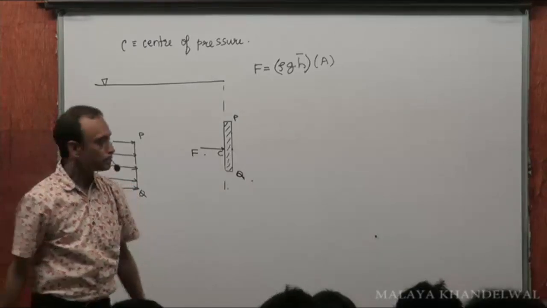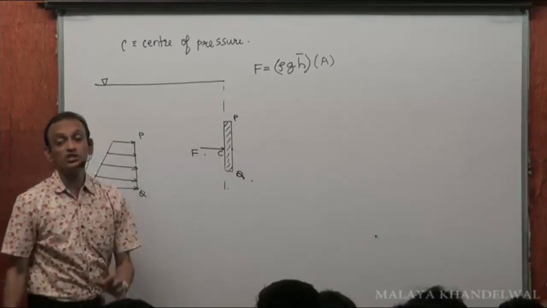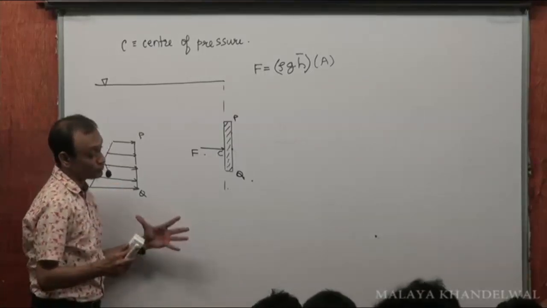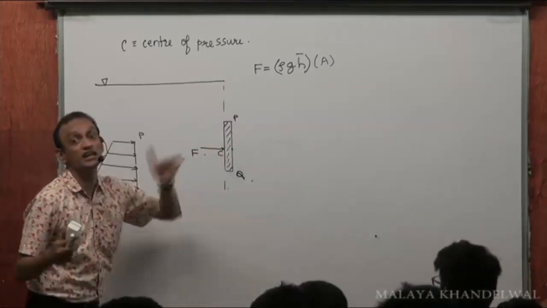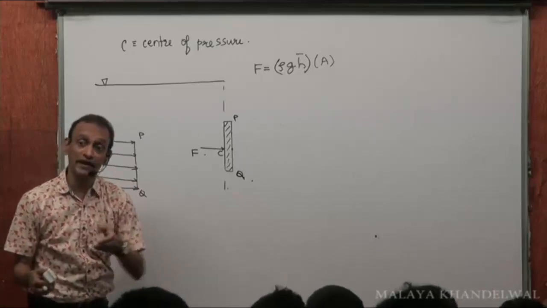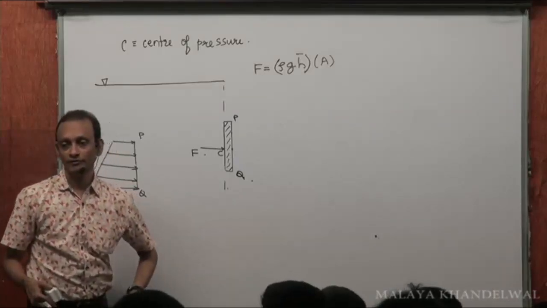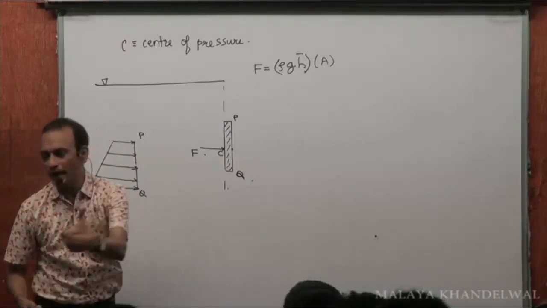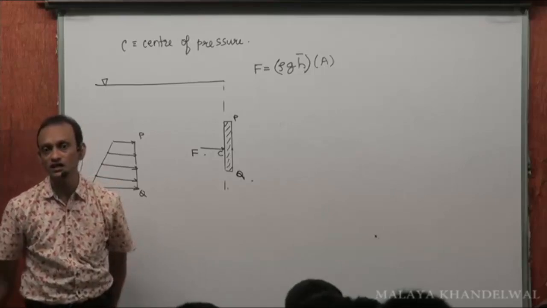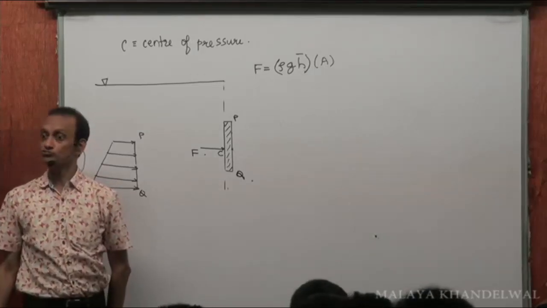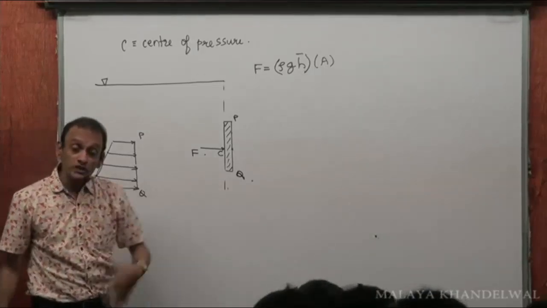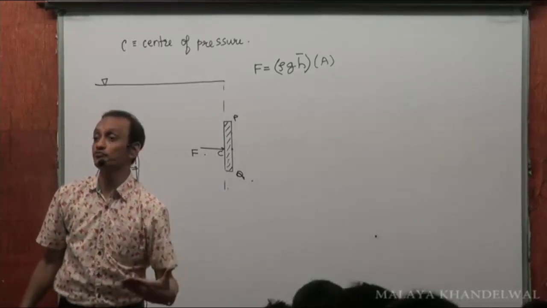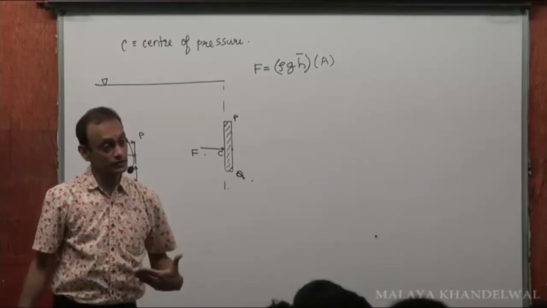right? And this point C is called the center of pressure. So from the point of view of designers who want to maintain this gate in equilibrium, knowledge of F is not enough. I also want to know the point at which equivalently I can imagine this force F to be acting, which is the center of pressure. Let's then figure out modalities for obtaining the center of pressure for this plane surface.